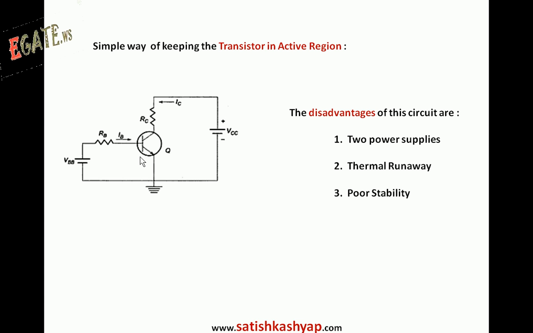But the disadvantages of this circuit are, it requires two power supplies and there is a problem of thermal runaway. Thermal runaway means self-destruction of the transistor as the temperature increases. Third one is poor stability.